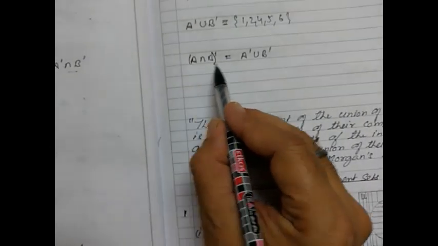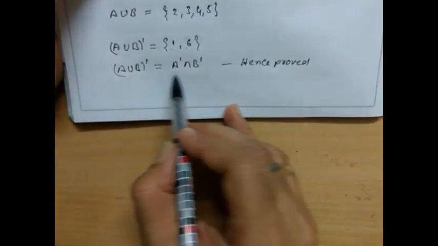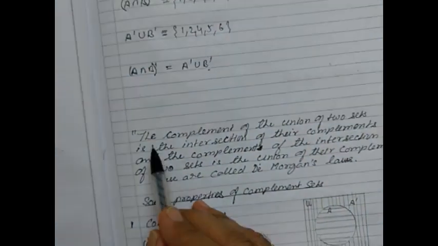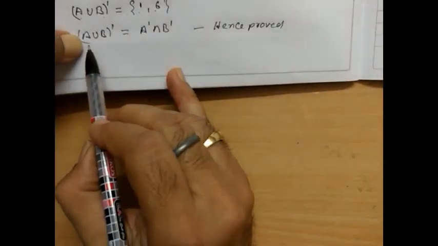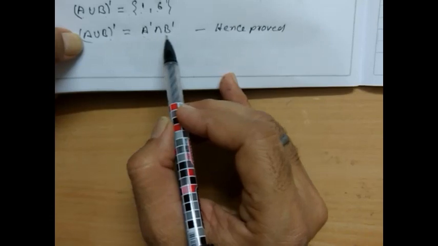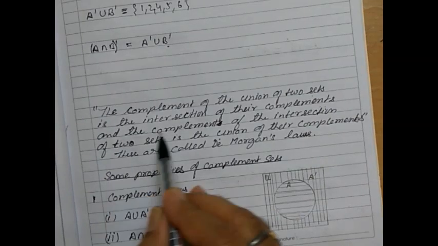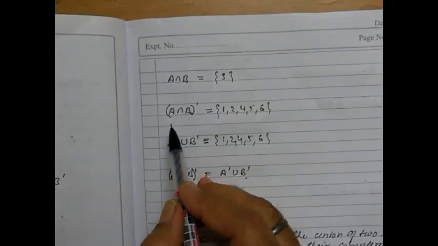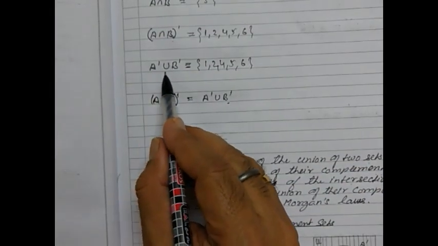So now if you see both the relationships, the one which we have got here and the one which we have proved here as a question. If we write it down in words, it will say: the complement of the union of two sets is equal to the intersection of their complements. And the complement of the intersection of two sets will be equal to the union of their complements.